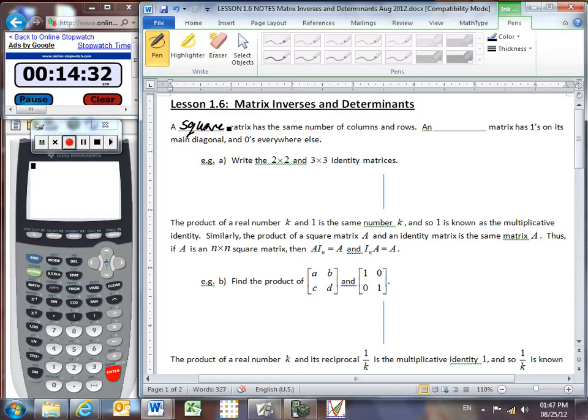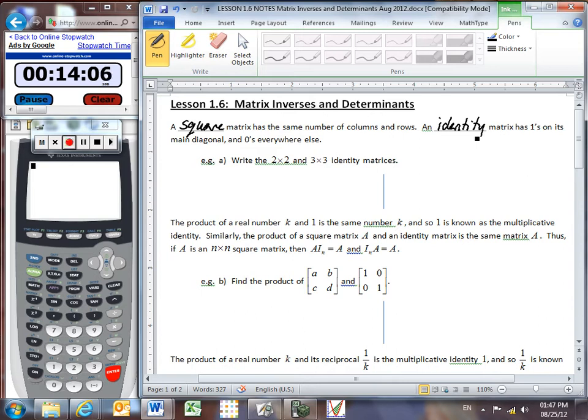So for example, 2 rows and 2 columns, or 3 rows and 3 columns, these are examples of square matrices. And a particular kind of square matrix is known as an identity matrix. An identity matrix has got 1s on its main diagonal and 0s everywhere else.